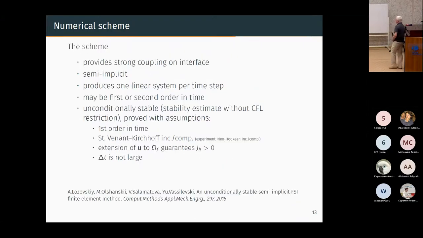And this scheme provides strong coupling on the interface. This is very important physically. It means that velocities are continuous through the interface, and pressures and stresses are also continuous. It is semi-implicit in the sense that it produces one linear system per time step, maybe first or second order in time, because we apply the method of lines, and for time differentiation we can use first or second order finite differences as well. And we can prove that it is unconditionally stable in the sense of a stability estimate for the numerical solution, without restriction on the CFL, on the mesh step. Again, we can prove it for Saint Venant-Kirchhoff nonlinear models, but experiments show that it works for any tested nonlinear models of structure. And again, the time step should not be very large.